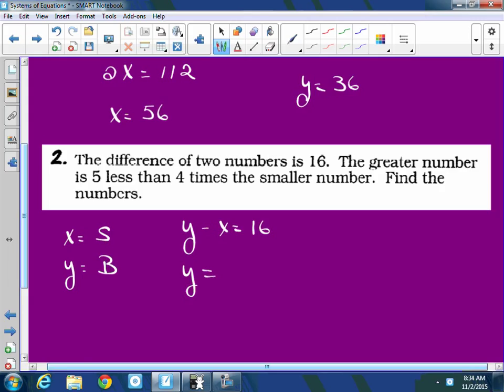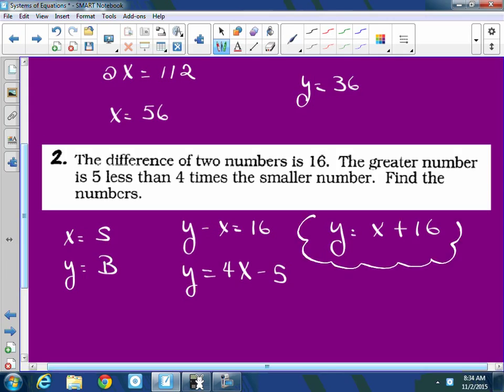Okay, 5 less than, you've got your backward words, right? So whatever goes up there, you have to write first. 4 times the smaller number, 4x. And then it's less than, so you have to say minus 5. Now think about what method you want to use. You can do substitution, or you can just go to Y equal to, because this one is already solved for Y. And to solve for Y on the top one is so easy, right? Y equals what? X plus 16. I would just use the Y equal to, okay?